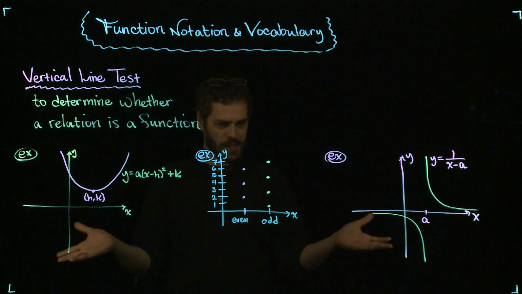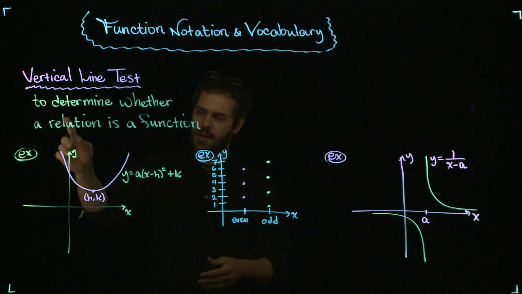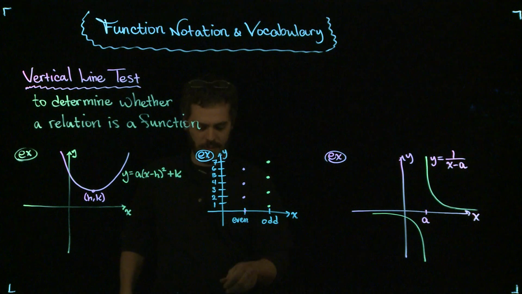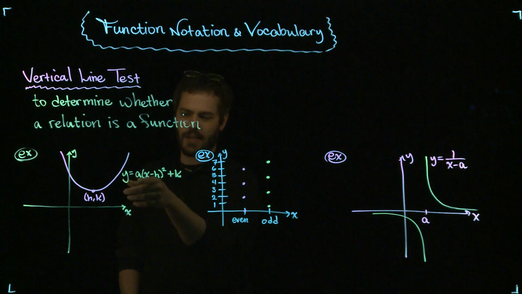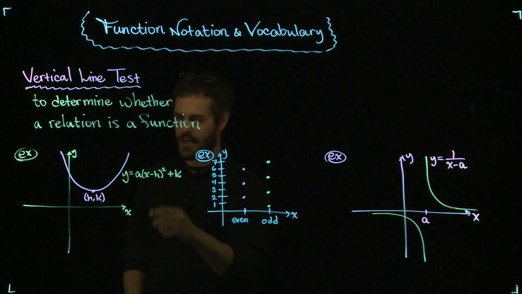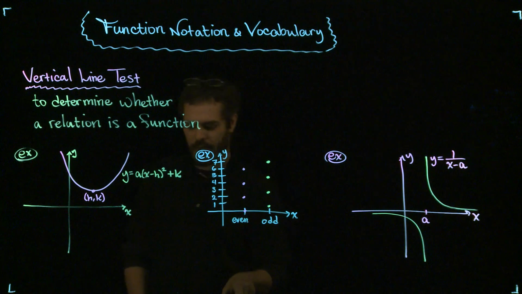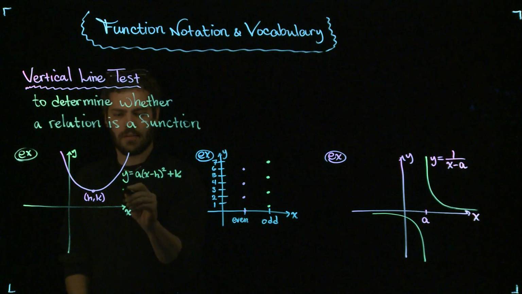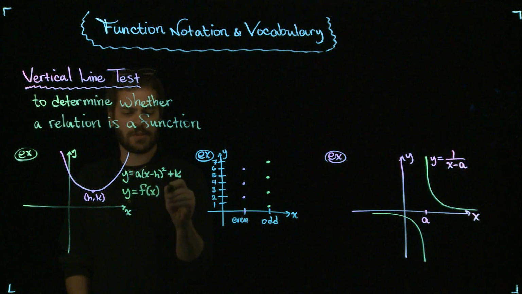So consider these three examples. The first one, I have drawn just a general parabola on a Cartesian coordinate system. The general form here is y equals a times the quantity x minus h squared plus k. And what I want to know is, is y a function of x?